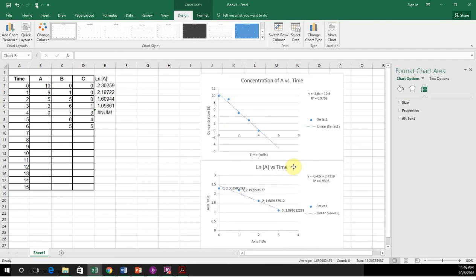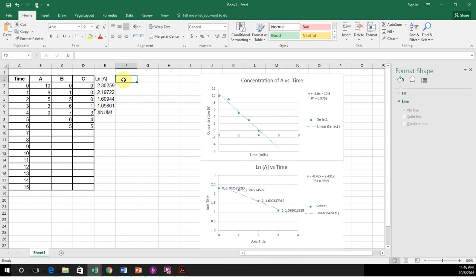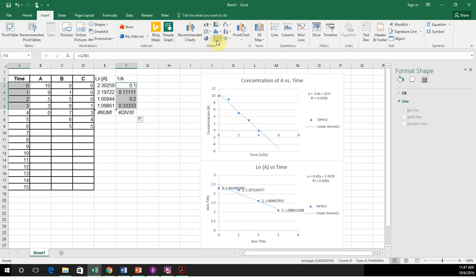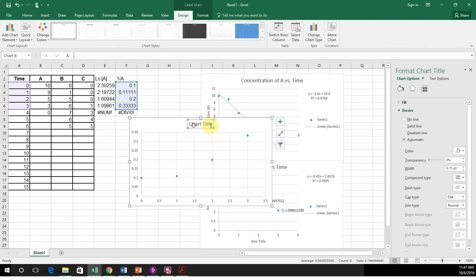So now let's do 1 over concentration. So I'm going to say equals 1 divided by, and then I'm going to click on the concentration of A. And again, you guys will have more data here, but it is what it is. Insert this. This is 1 over A versus time. And again, we're going to do a trend line.